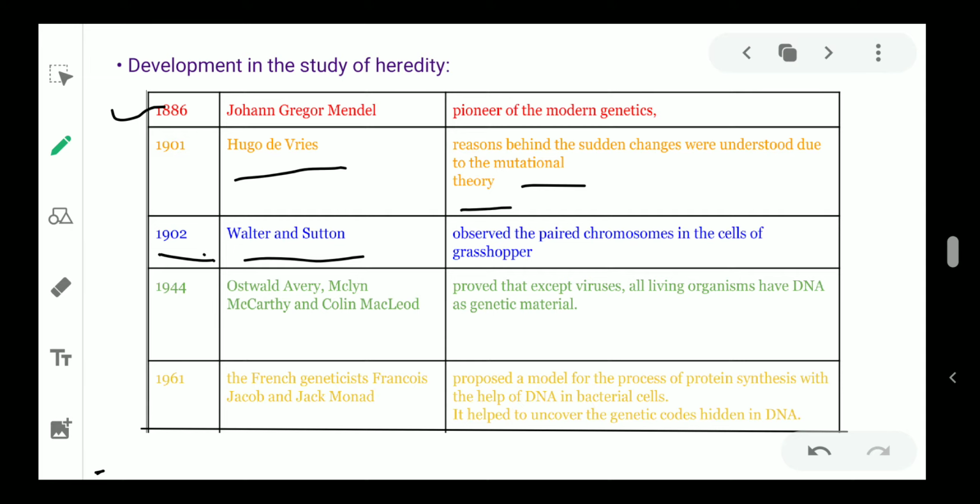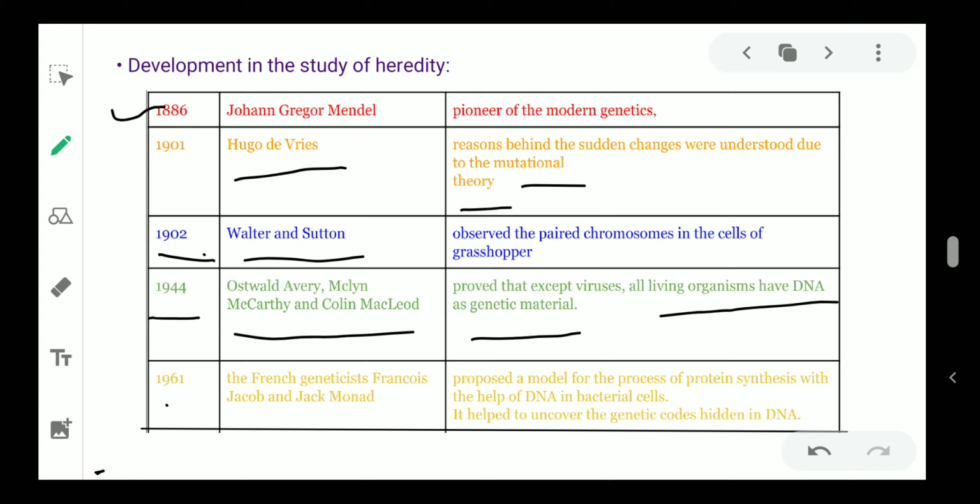Followed by that, in 1944, Oswald Avery, Maclyn McCarty, and Colin MacLeod. These three geneticists, scientists, proved that except viruses, all living organisms have DNA as genetic material. So there is no DNA present in virus. Virus only has RNA. Okay, and all other organisms have DNA as their genetic material.